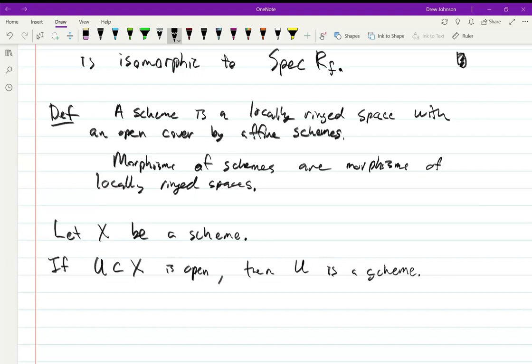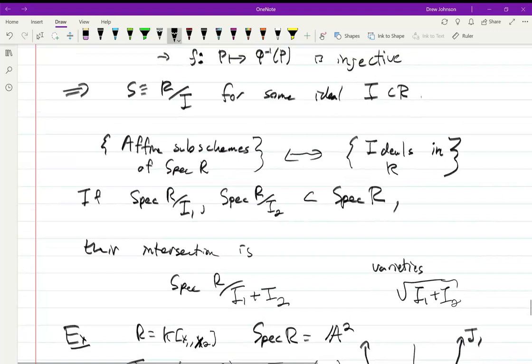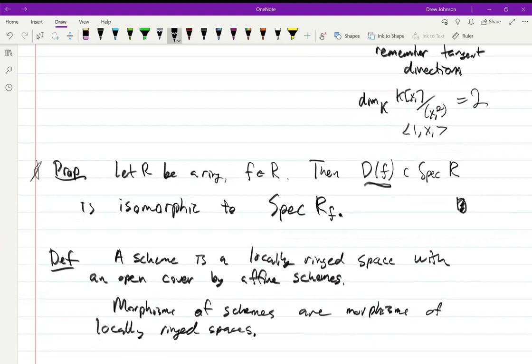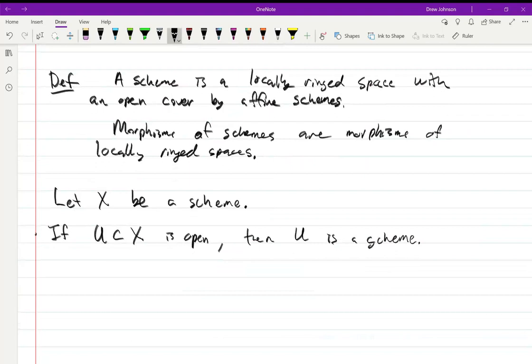How would you see that? Well, of course, U is a locally ringed space, and then you remember that the distinguished open sets form a basis for the topology, and then we just use this proposition to see that the open subset is itself a scheme. Okay, so that works just the same way it did with varieties. For a closed subscheme, we have to be a little bit more careful.